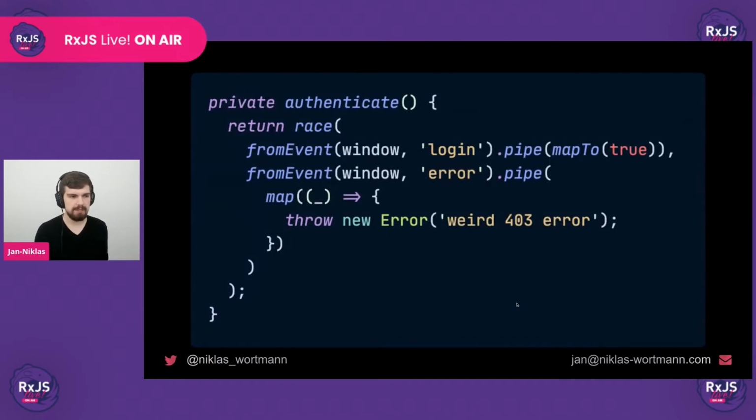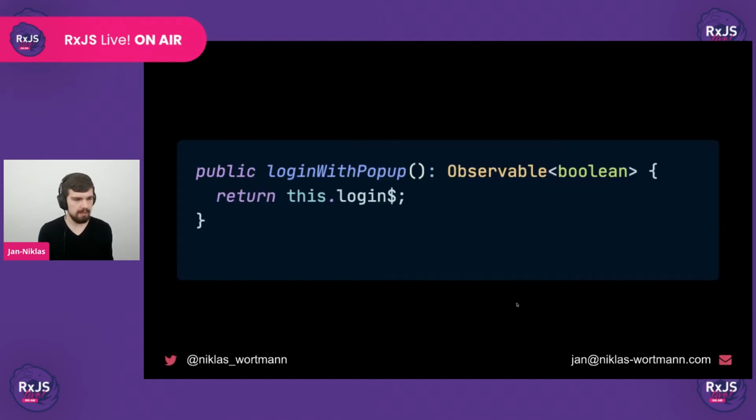How would this authenticate method then look that is used here? So for testing purposes, I mocked this a little bit with having a race operator and fromEvent where I'm saying, okay, when I'm getting a login event, I just map this to true. When I get an error event, I map this to a certain error. So this way I can simulate my API for the purpose of this talk. And the public API for this observable to be accessible, as this was wrapped in a library, I wrapped this in a method just to make it a little bit more accessible. It can also easier restrict it or extend it later on.